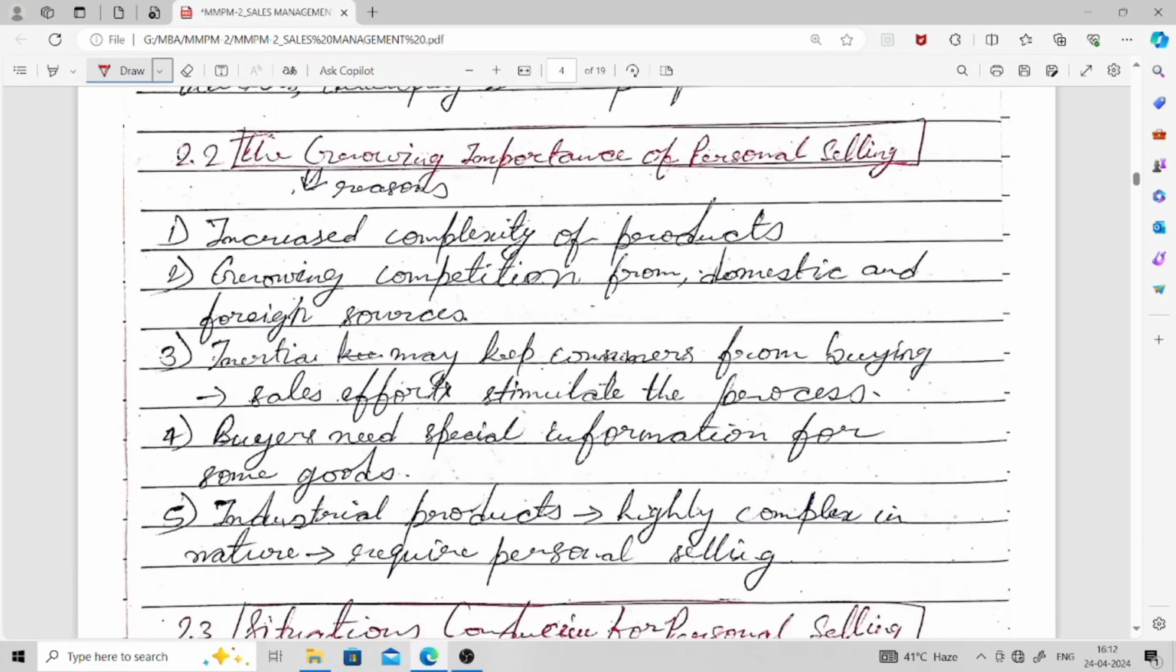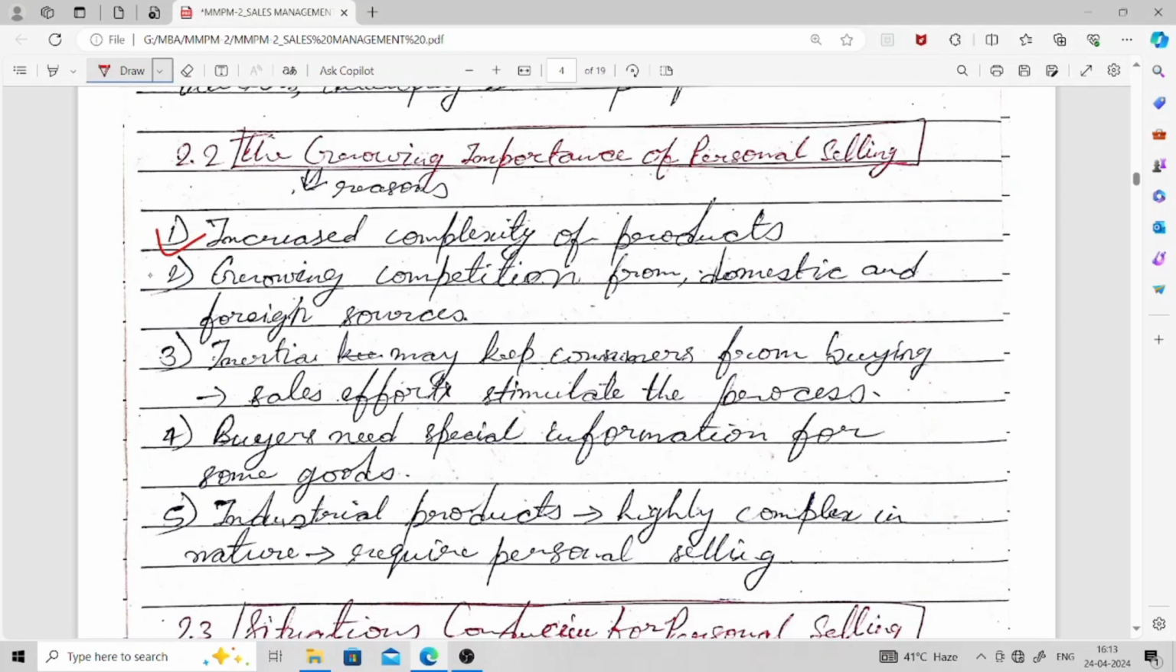The second point given is the growing importance of personal selling. What are the reasons behind the growing importance of personal selling? The first reason given is increased complexity of products. Nowadays products have become much more complex, so customers are not able to understand on their own. So representatives of the company are required to explain to those customers how a particular product is going to benefit them.